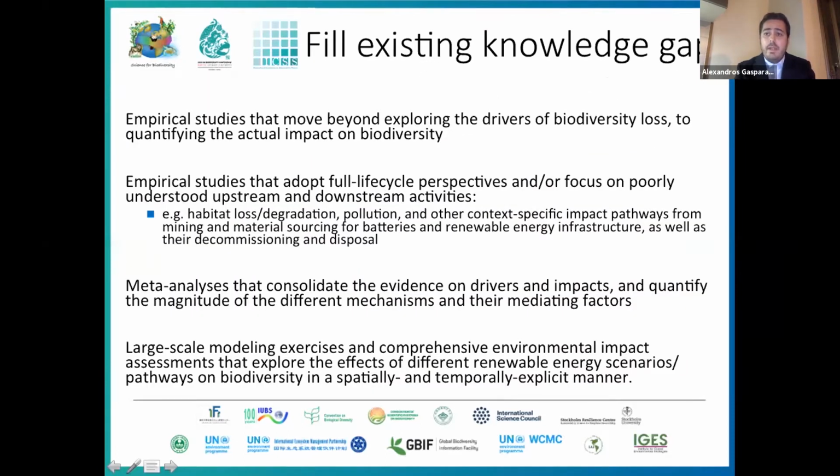The first one is pretty much straightforward. We have to fill many of the existing knowledge gaps. A lot of the literature at the interface of renewable energy and biodiversity deals not exactly with the impacts on biodiversity, but with the drivers of biodiversity change or ecosystem change. So we do not know the exact effects on the different constituents of biodiversity, but we know much more about how different renewable energy pathways give rise to drivers that affect environmental change.